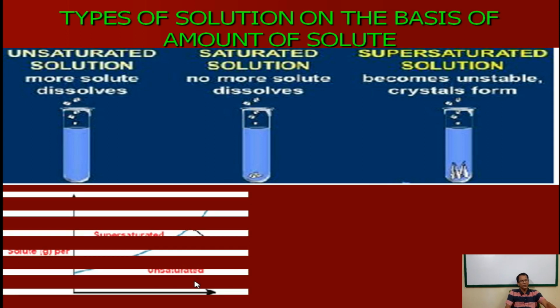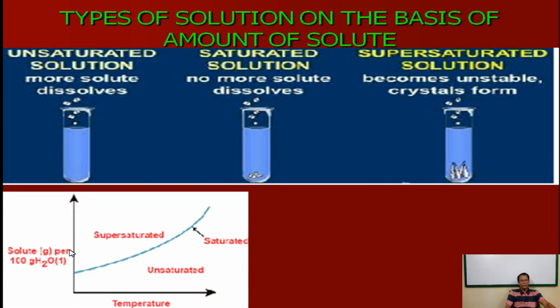If you compare graphically, the amount of solute per 100 gram solvent is on the x-axis, and this is the temperature. We know when temperature increases, the solubility increases. That means the amount of solute increases. This graph indicates a saturated solution, where the amount of solute is exactly the same as required for the amount of solvent present. That means that much solute required for the given amount of solvent is already added. That is called a saturated solution.